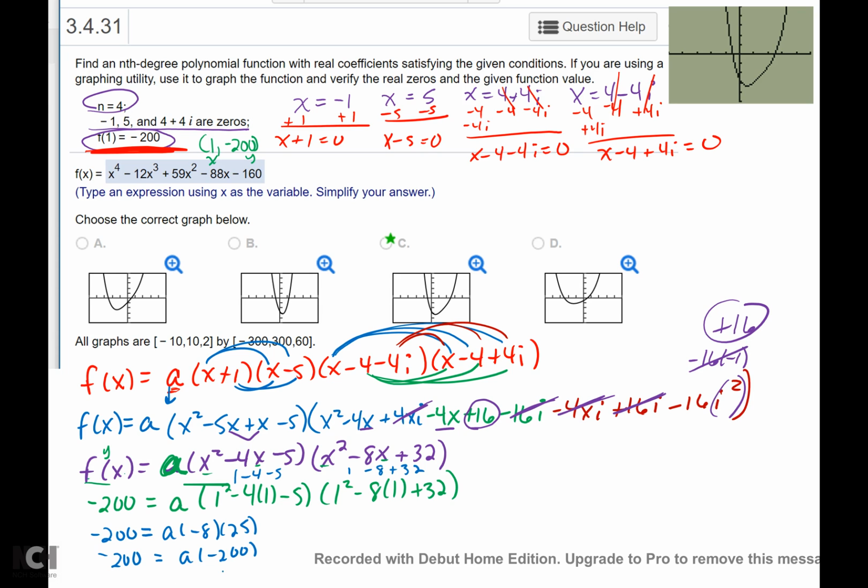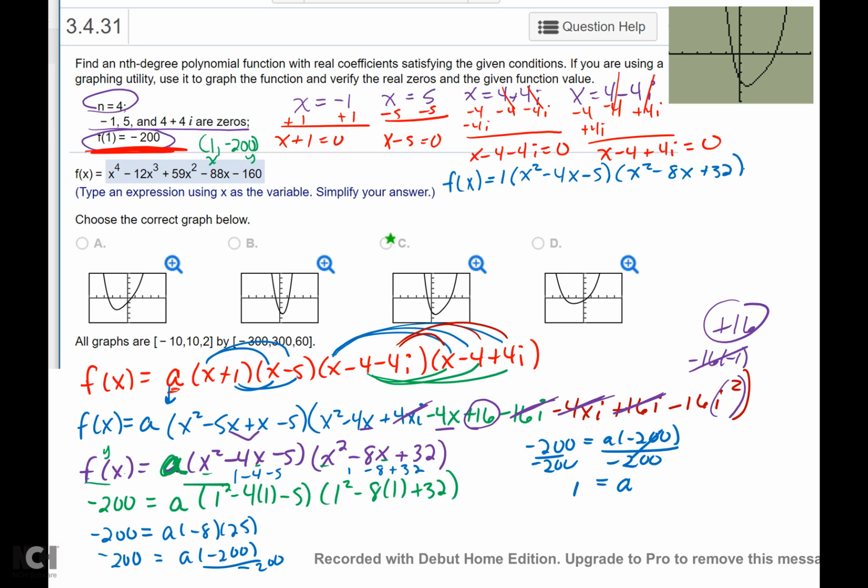So when I divide by -200, which I can't write because I'm sorry, let's go over here. So I got negative 200 equals a times negative 200. Divide by negative 200, and I get a equals 1. So we did all that mess just to figure out that a was 1. So now my function is f of x equals 1 times x squared minus 4x minus 5 times x squared minus 8x plus 32.